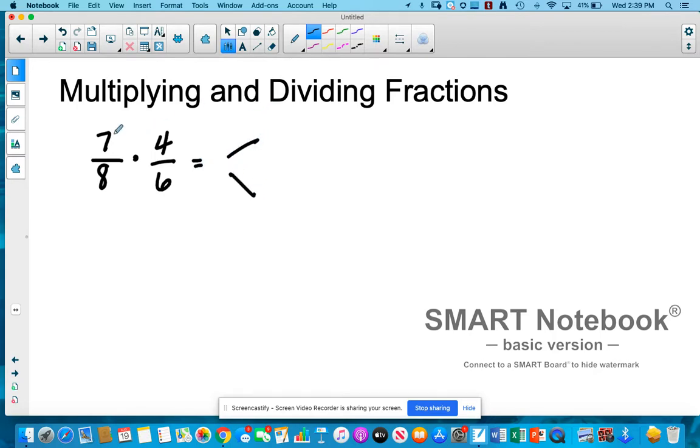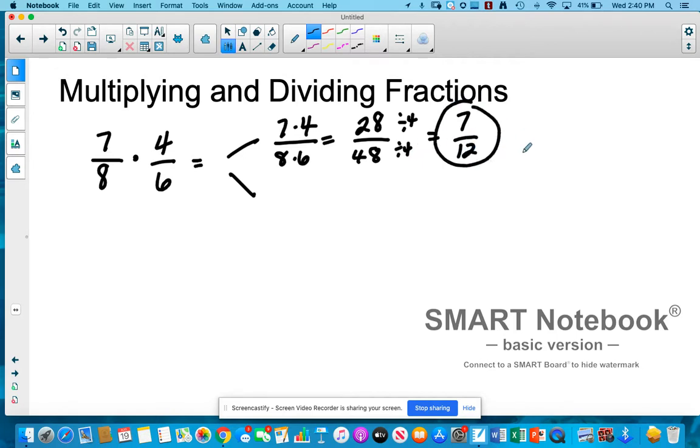If you were to look at this and just multiply straight across, it really is 7 times 4 over 8 times 6. So 7 times 4 gives us 28. 8 times 6 gives you 48. So now we have to reduce that fraction. So what goes into both 28 and 48? If you can see that 4 goes into both of them, 28 divided by 4 is 7, and 48 divided by 4 gives you 12. So 7/12 is your final answer.